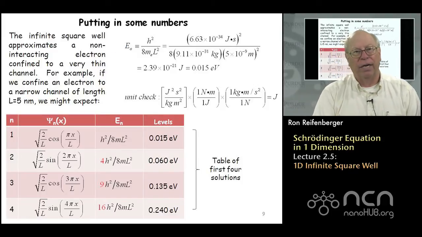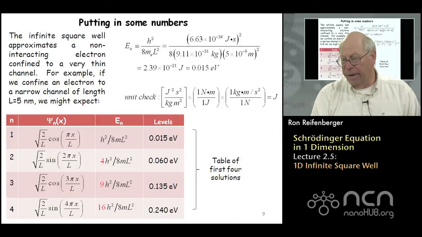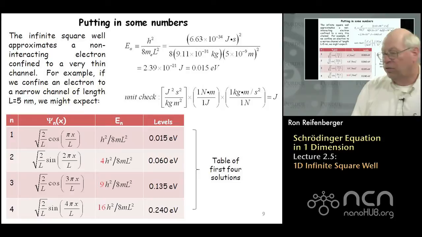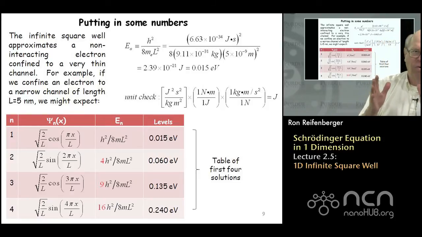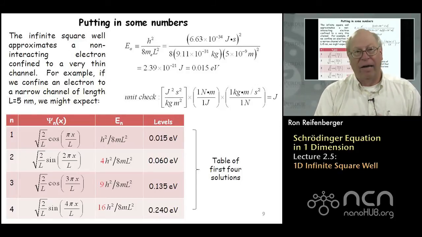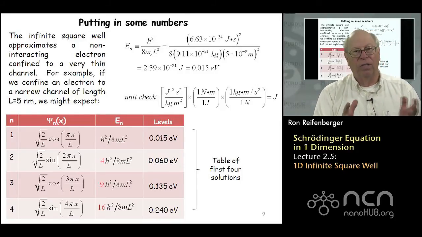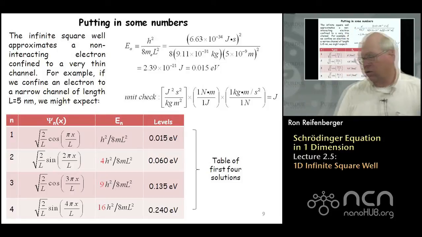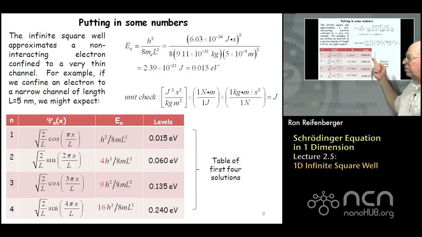You can put some numbers in, and I worked that out here just to show you that you can actually calculate the energy levels based on this parameter E0. So in this particular case, I pick a width of the infinite square well to be 5 nanometers. I evaluate this constant E0. Once I know what E0 is, then my energy levels are just n squared times E0. And these are the values of the energy levels for the first 4 allowed quantum states in this well.